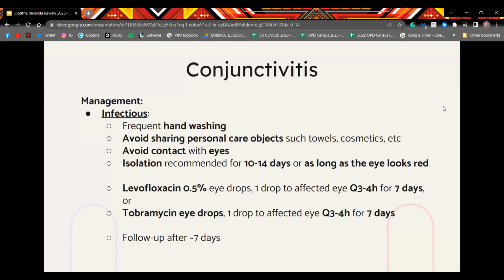Besides that, we give levofloxacin, so antibiotics, eye drop, levofloxacin 0.5 to the affected eye every 3 to 4 hours, depending on the severity, no, for 7 days. And you could also give tobramycin. So either levofloxacin or tobramycin. Even without the antibiotics, gagaling pa rin yung conjunctivitis, no? Yung antibiotics is just there to parang hasten the recovery ng conjunctivitis.